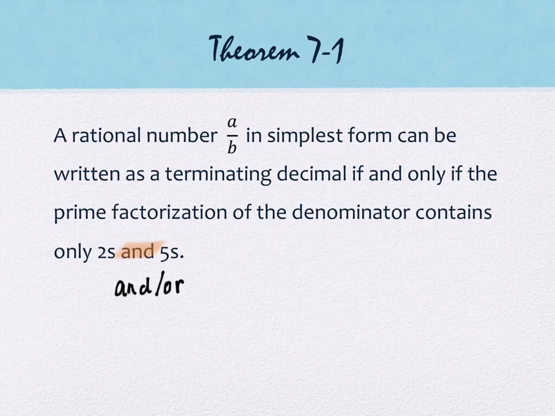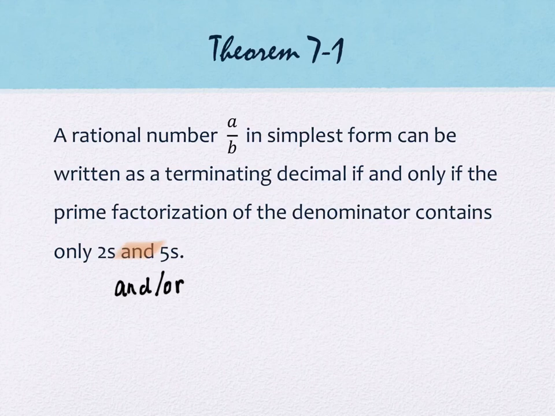Okay, so anything else in the denominator from the simplest form version, that it contains 3's, 7's, 13's, 17's, whatever, 33's, that's not a good example, 11's, how about that one? Any of those that it contains, it will not terminate. Okay, and we'll get into what that looks like in 7.3 when it happens to not terminate. We end up with repeating decimals, right?